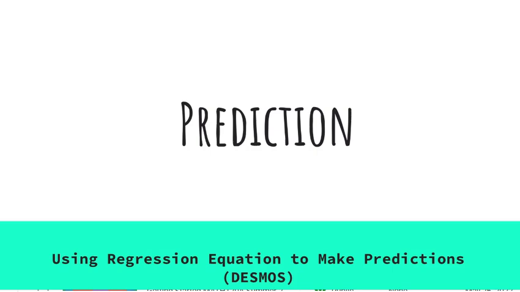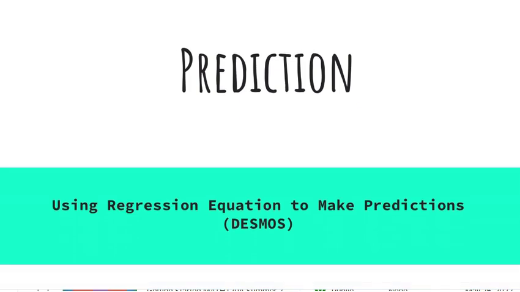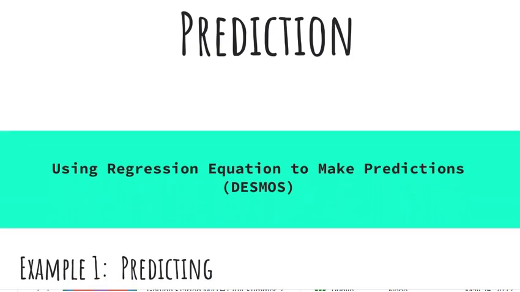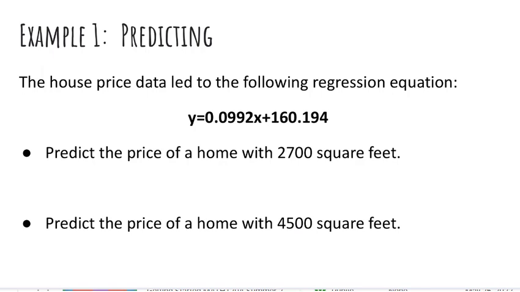Hi, this video covers prediction using a regression equation, and we'll also be using DESMOS. If you'll recall from a previous video, we talked about data involving house prices and house size. The predictor variable was the house size, also known as the independent variable, and the dependent variable, or the response variable, was the house selling price.